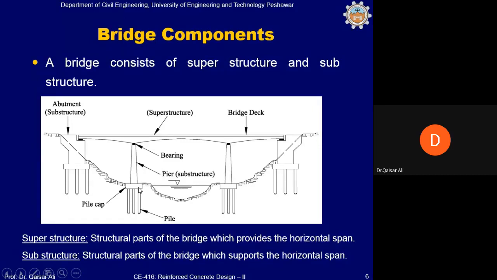So substructure need not necessarily be below the ground. All those parts of the bridge which support the horizontal span are called substructure, and superstructure are structural parts of the bridge which provide the horizontal span. Okay. You can see the abutment of the bridge. Abutment is basically a support system which not only supports the load of the bridge but also supports the lateral load from the soil. This is called an abutment.